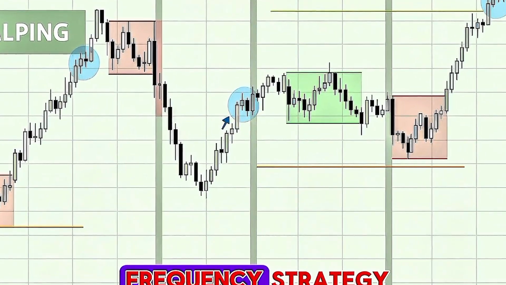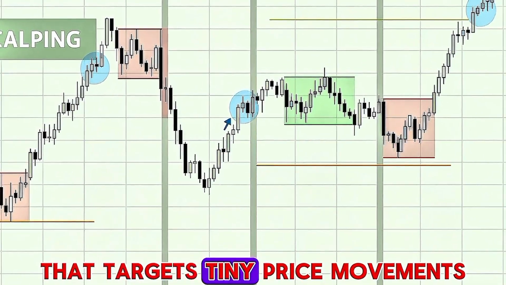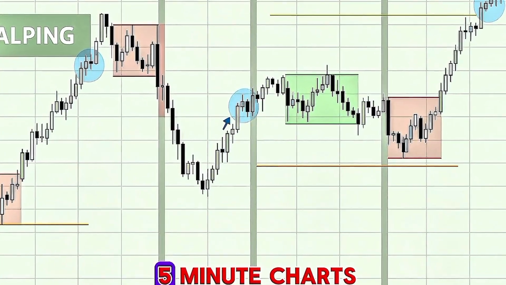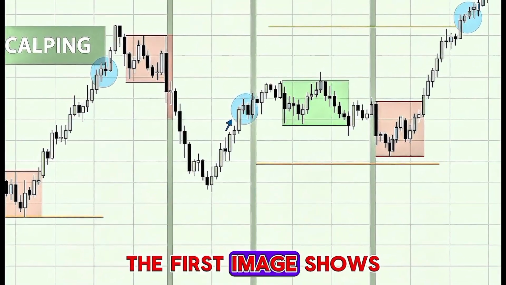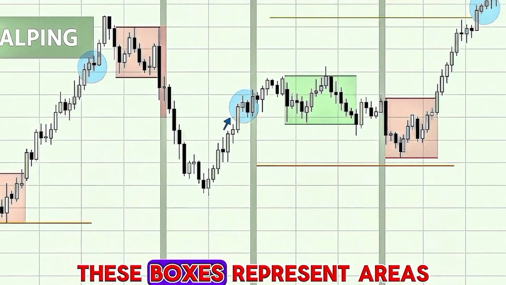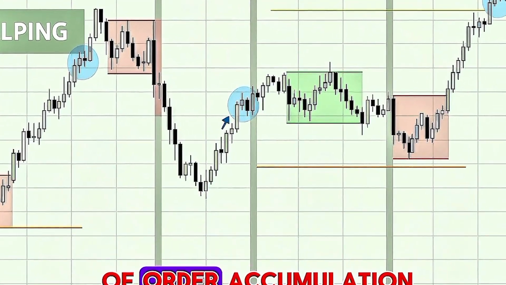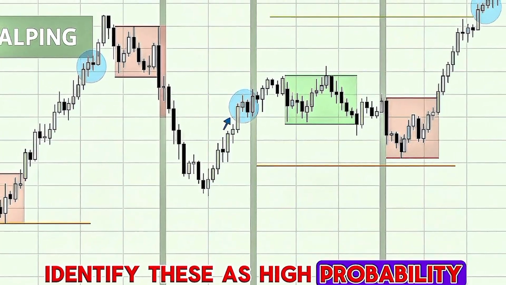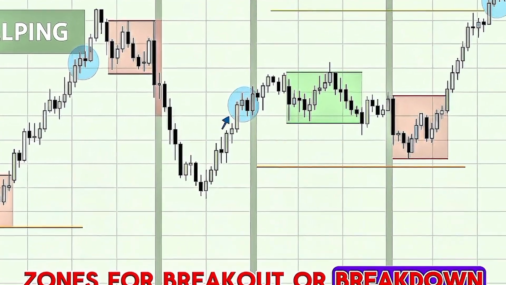Scalping is a high-frequency strategy that targets tiny price movements using ultra-short timeframes like 1-minute or 5-minute charts. The first image shows multiple box zones where the price consolidates. These boxes represent areas of order accumulation. Smart scalpers identify these as high-probability zones for breakout or breakdown.